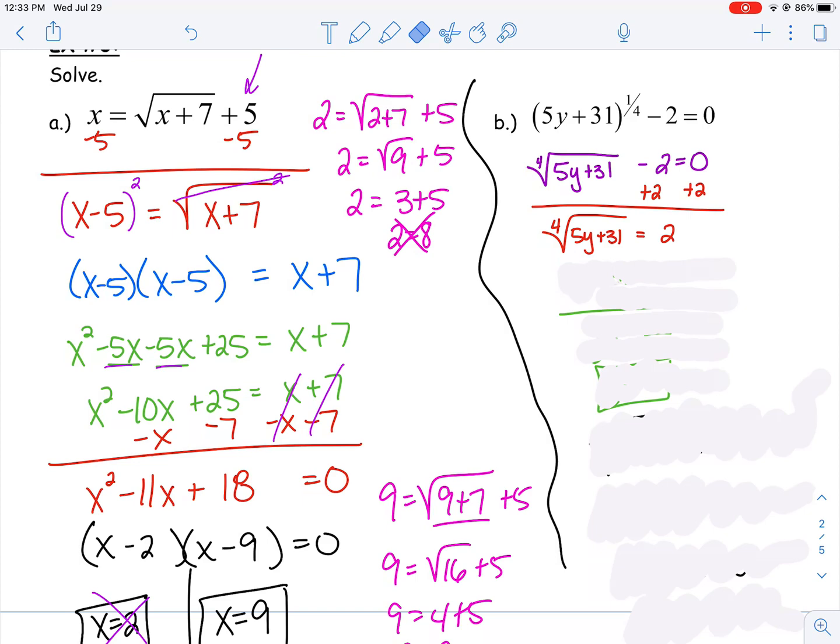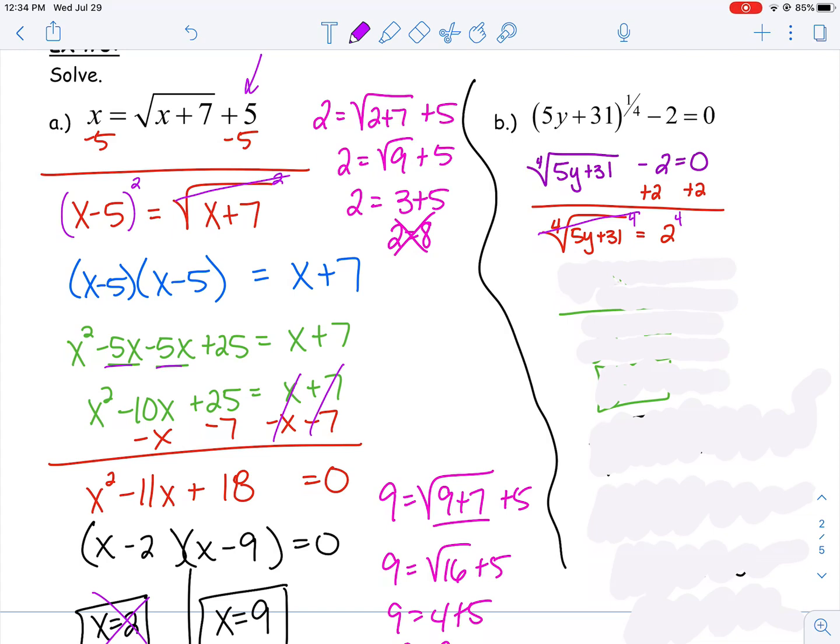Now look at this one. If I want to get rid of a 4th root, I can't square both sides. I have to raise it to the 4th power. So that way the 4th power and the 4th root will cancel each other out. So be careful with that. If it's a cube root, you're going to cube it. If it's a square root, you're going to square it. But now that it's a 4th root, we're going to raise it to the 4th power.